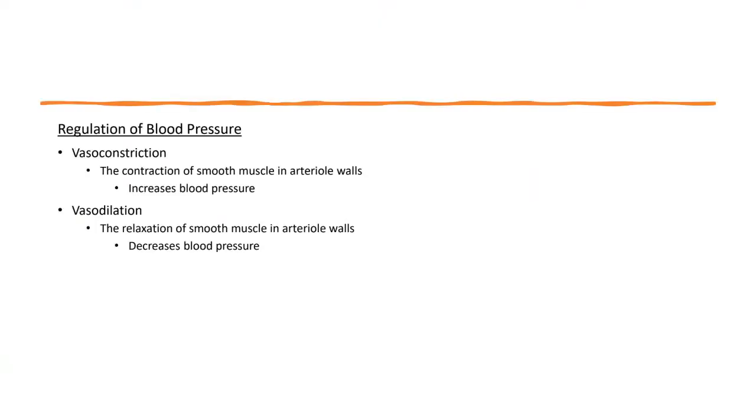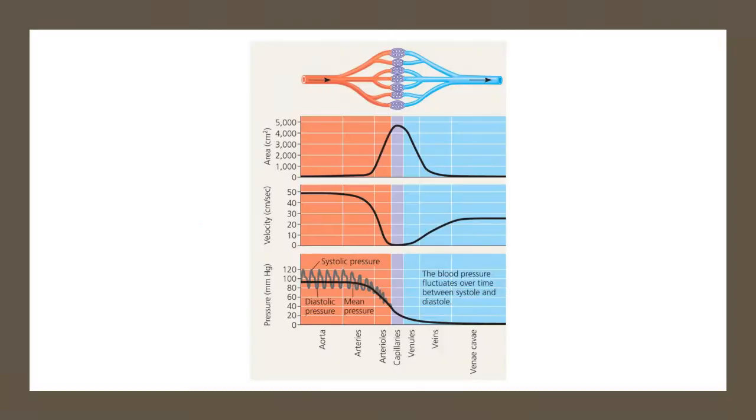Okay, regulation of blood pressure, like I told you before. Vasoconstriction and vasodilation. Vasoconstriction is the contraction of smooth muscle in arterial walls, increases blood pressure. Vasodilation is the relaxation of smooth muscle in the arterial walls, causing a decrease in blood pressure. I don't have to draw this again because I drew it in my previous slide. But make sure you know what it looks like, okay? I may make you draw it in a test.